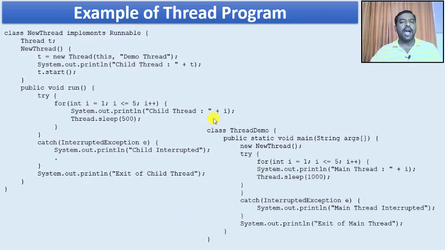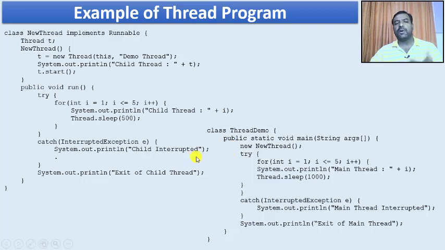So now I am going to extend this program or complete this program by bringing in a class called ThreadDemo, which contains the main function. Now in this main function, I am creating an object called NewThread. I am going to create an object for this class NewThread. Now this is implementing Runnable, and now this is going to create a thread for me.